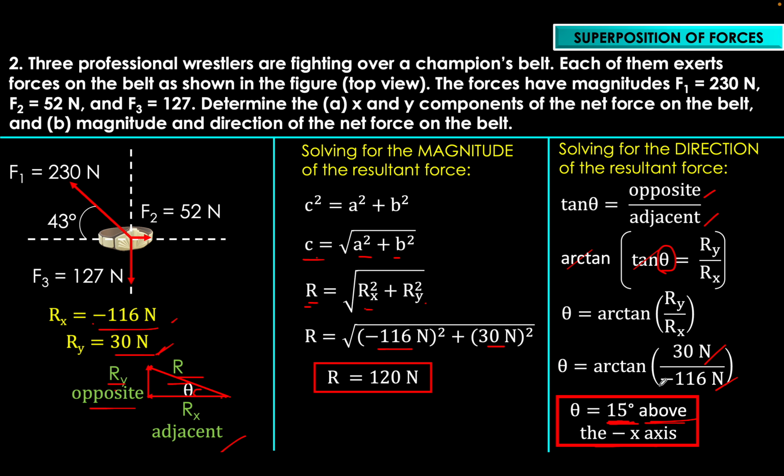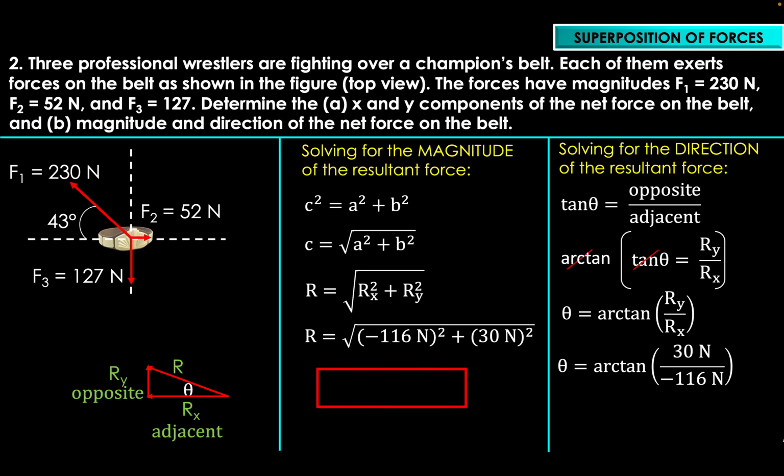And again, what does it mean that it is above the negative x-axis? So based on the illustration, if you look at the illustration, that's one, it's above the negative x-axis. But apart from that, if you're just looking at your equation, you can see that r sub y is positive, so it's above your Cartesian plane. And then the r sub x is negative, so it's in the negative x-axis. So it's that simple. So the final answer for the theta is 15 degrees above the negative x-axis, okay?